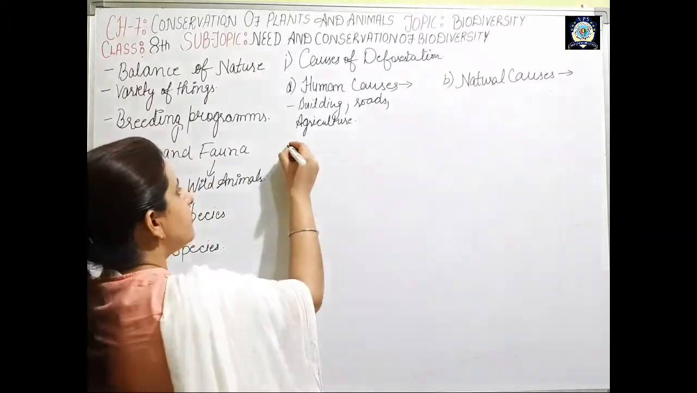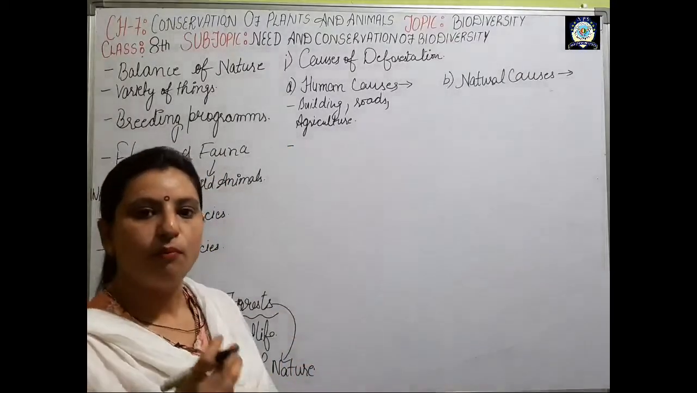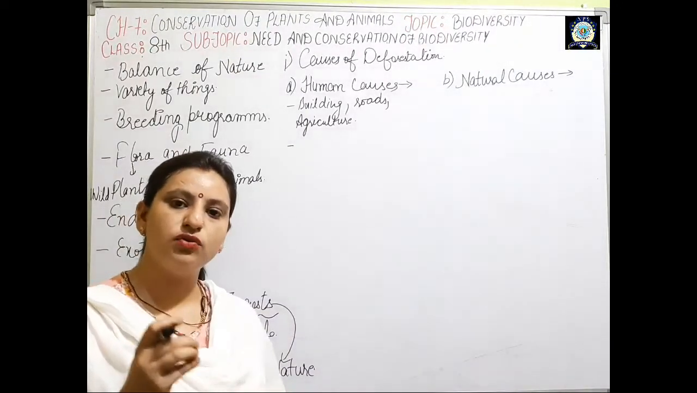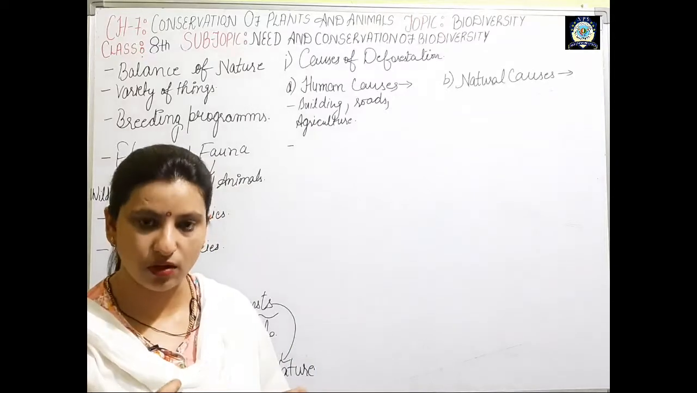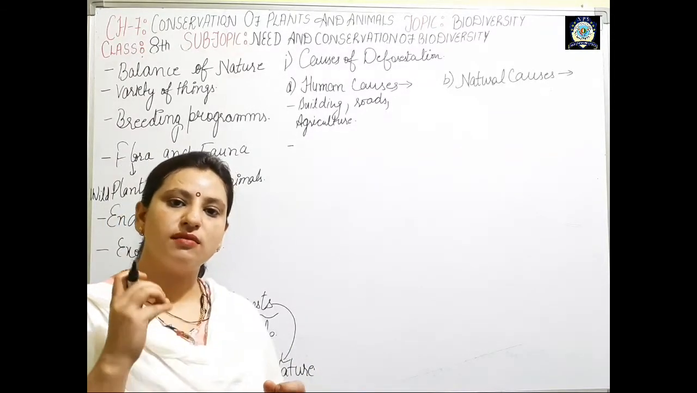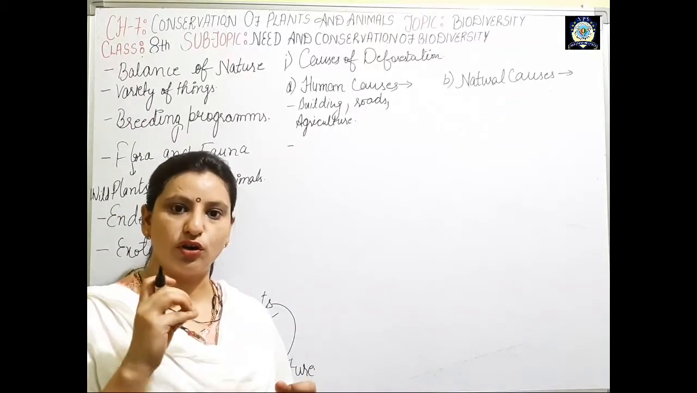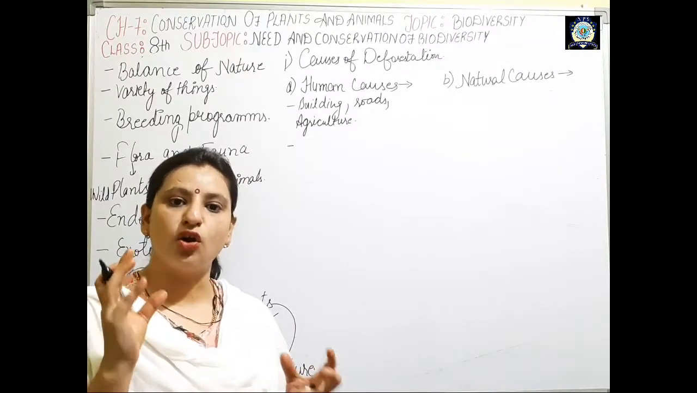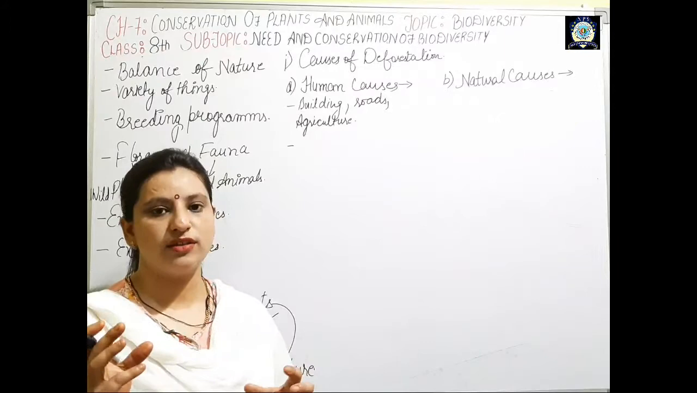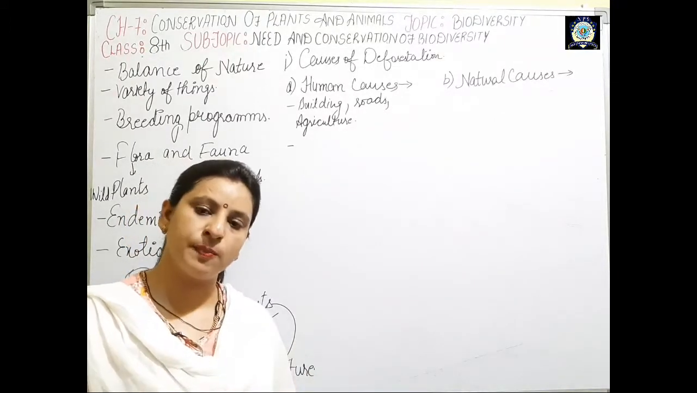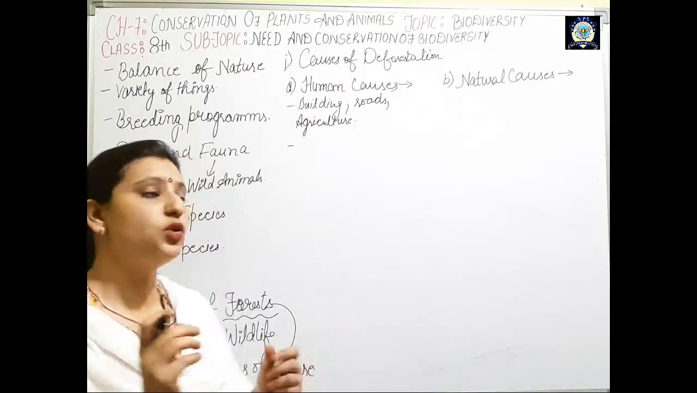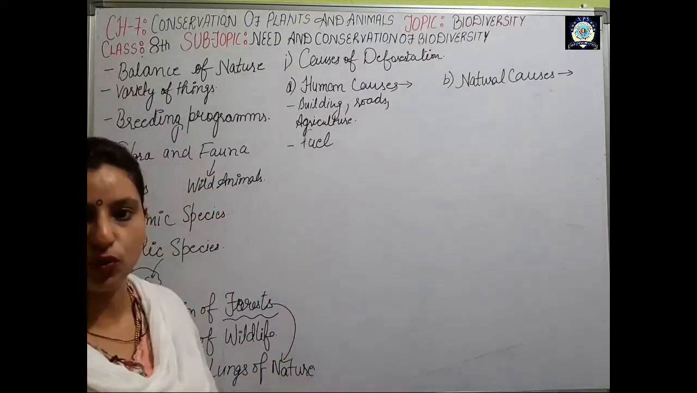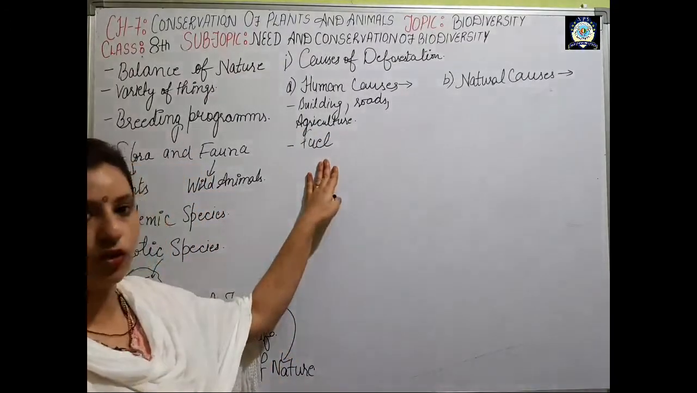Second thing is mining. We are doing mining to have natural resources. Mining is very painful for the forest, because in mining there is a very big loss of plants and animals, or you can say flora and fauna. Another thing is fuel. We are using wood as a fuel, so this is also a cause of deforestation.